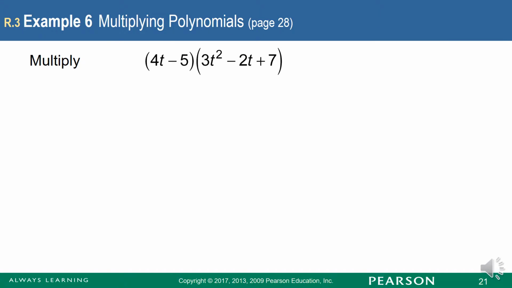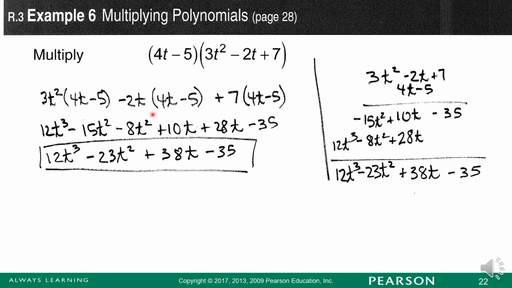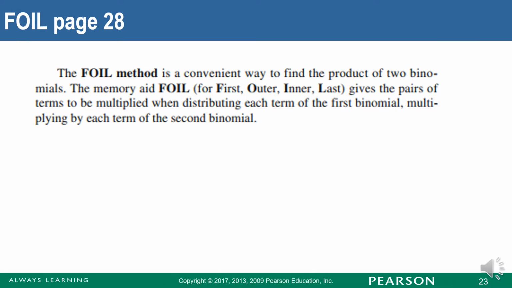Here we multiply these together. Now here's what we're doing: we're distributing 4t minus 5 to this one, 4t minus 5 to this one, 4t minus 5 to this one, and then simplifying the result. We can also stack this and multiply it that way. And here I show you both ways. Here's where I do the distribution, and here's where I stack them and multiply them, putting like terms in columns under each other. And you see that there is my answer to example 6.